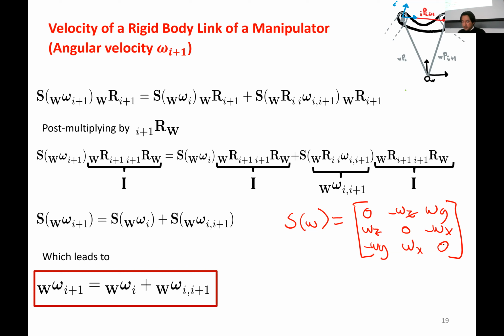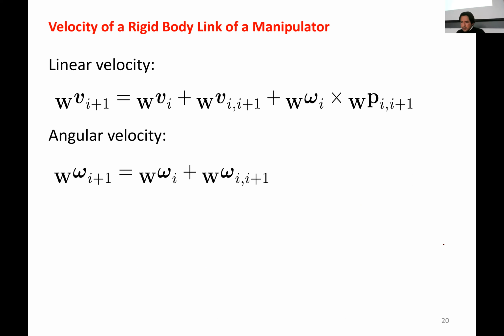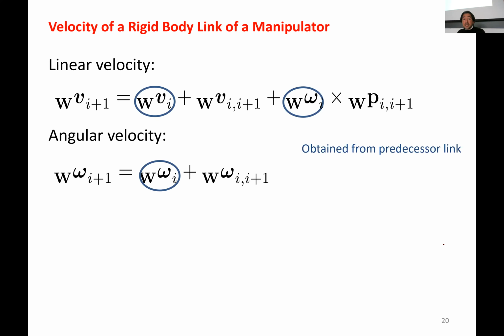Okay, so let's continue. Again, this is just saying the angular velocity of link I plus 1 as a function of the predecessor link, which is I. So we end up with these two expressions, one for the linear velocity and one for the angular velocity. Now let's look at each of the elements on the right-hand side of the equations. As I mentioned, all that has the subindex I is with respect to the predecessor link.